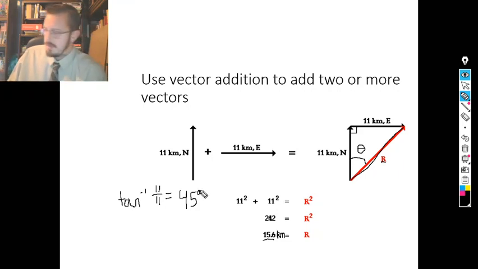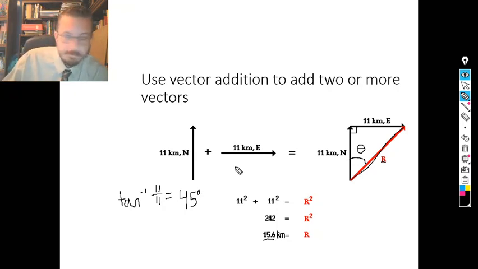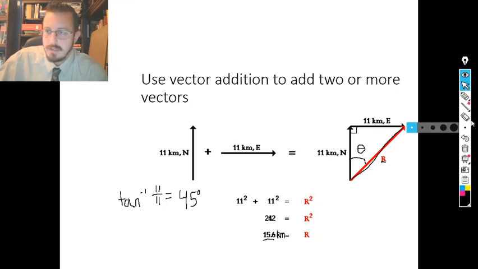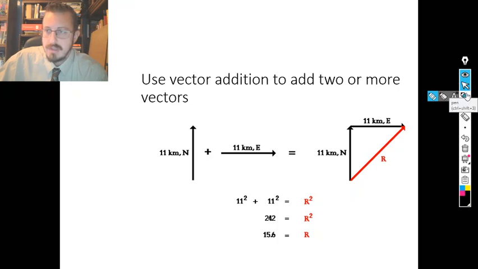We may just have it memorized. 45 degrees. So we'd say 15.6 kilometers, 45 degrees east of north, would be a way to report the direction of that vector also. And we'll have a lot more practice with those sorts of worked examples as the week and year goes on.